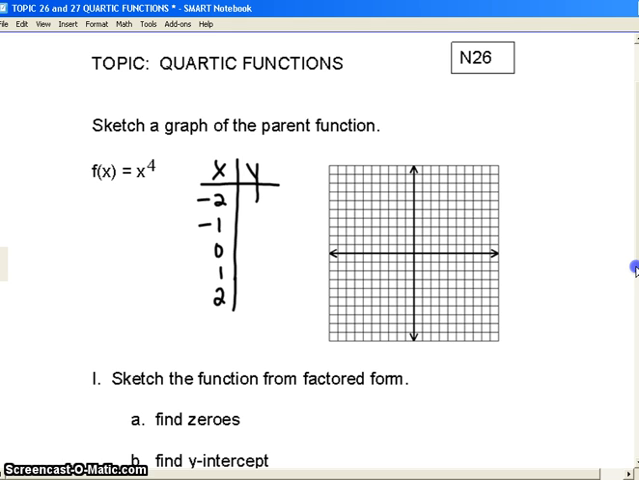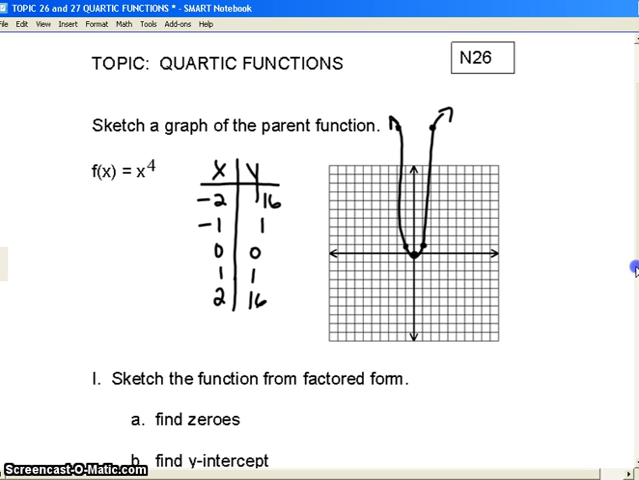Okay, -2 to the 4th power is 16. So -2 all the way up to 16, I'll just put it way up high. -1 to the 4th power is 1, so -1, 1. 0 to the 4th power is 0. And then 1 to the 4th power is 1. And then 2 to the 4th power is positive 16 again. So you can kind of see that x to the 4th kind of looks like a really skinny parabola.